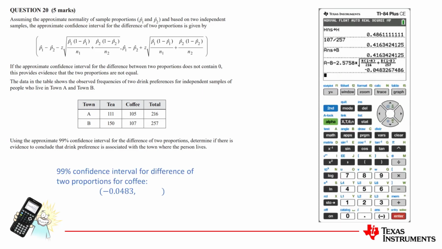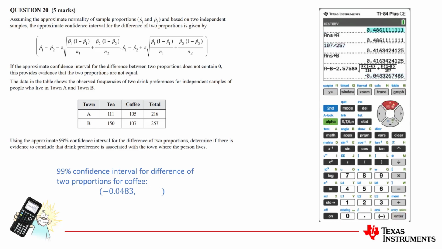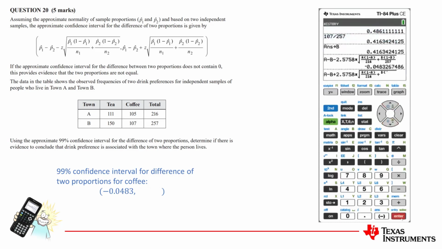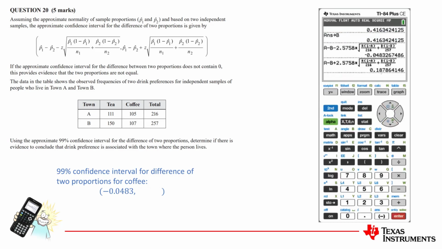So if I hit enter, now I get negative 0.0483 for my lower limit. And I'm going to copy the positive version down as well, and I get 0.1879 for my upper limit. So again, it contains 0, so not enough evidence for that question.